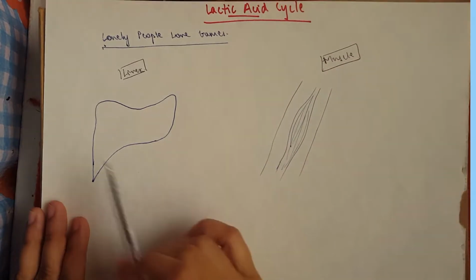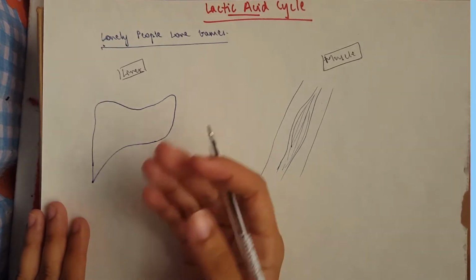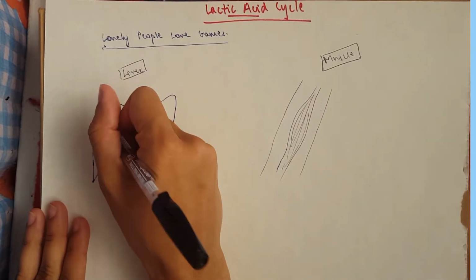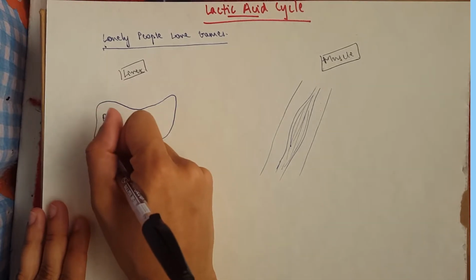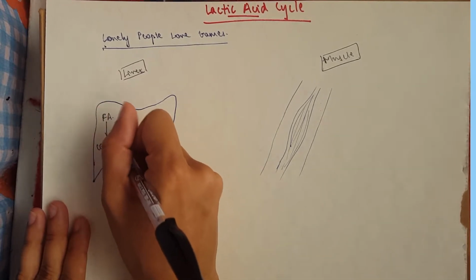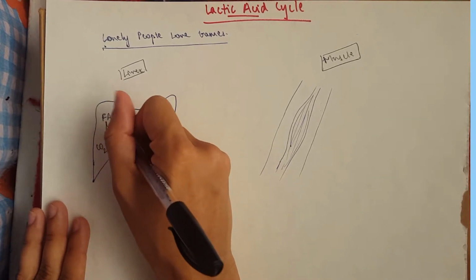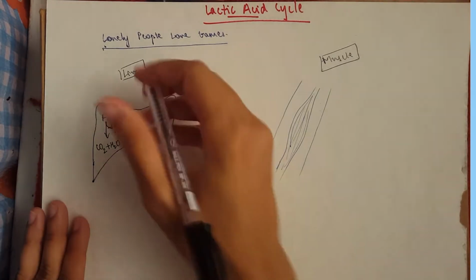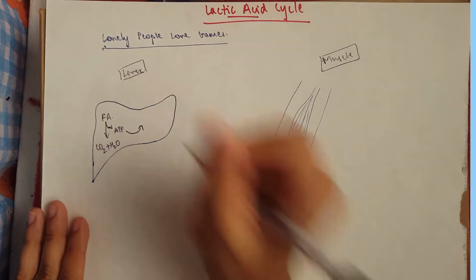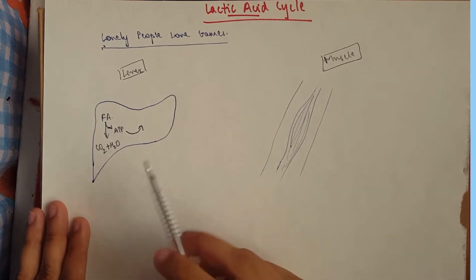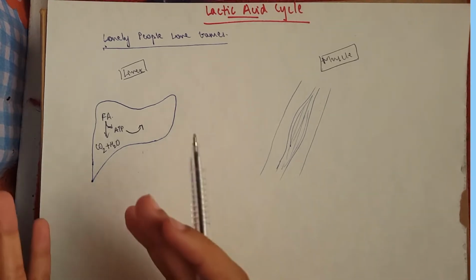Okay, so in the liver you get energy. So the fatty acids in the liver, they oxidize and they release carbon dioxide and water. During this process they release ATP. Now this ATP is used in the liver to make glucose via the process of gluconeogenesis. Now how do we start this?